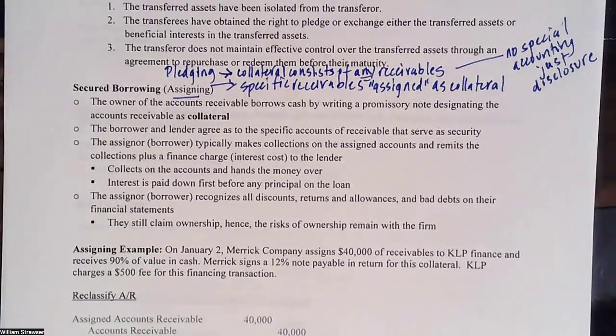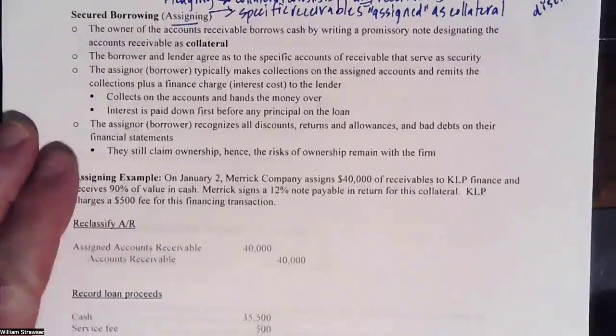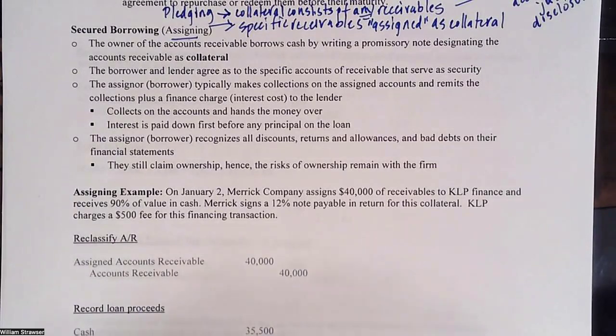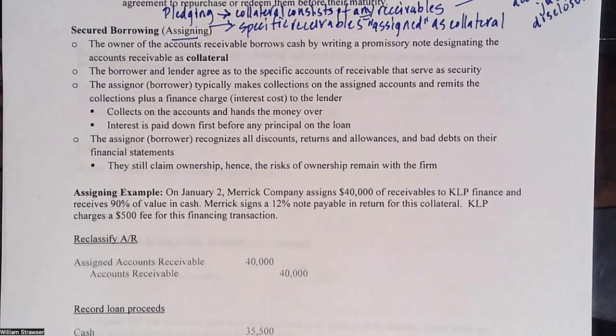So the assignor recognizes all of the discounts, returns, and allowances, bad debts on their financial statements. They still have ownership of these receivables, and so the risks of ownership remain with the company.